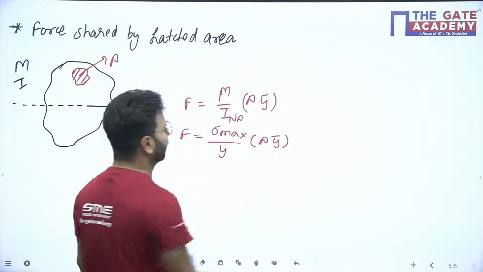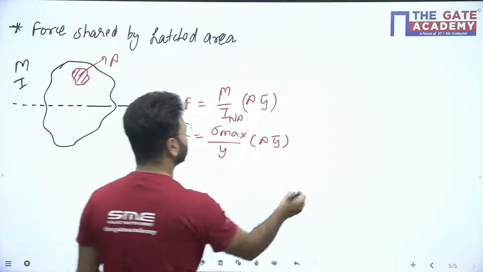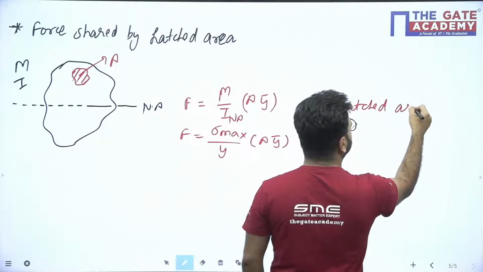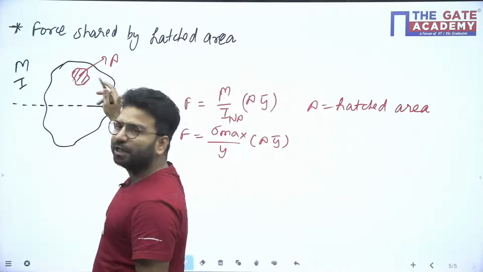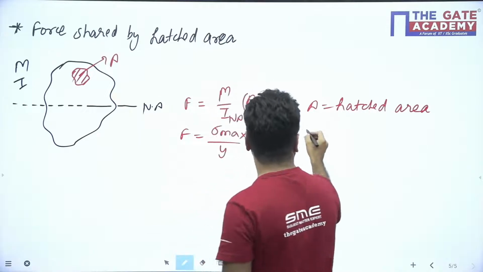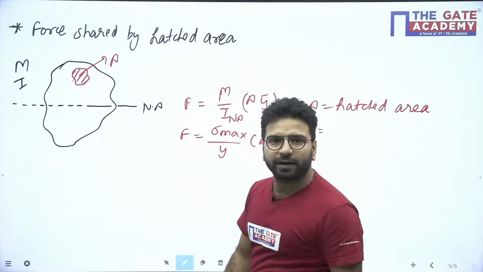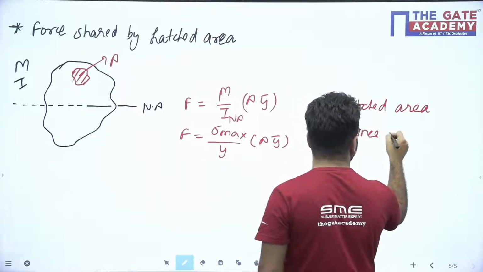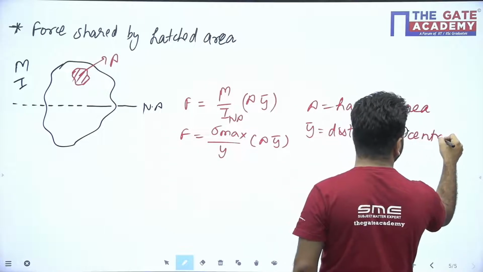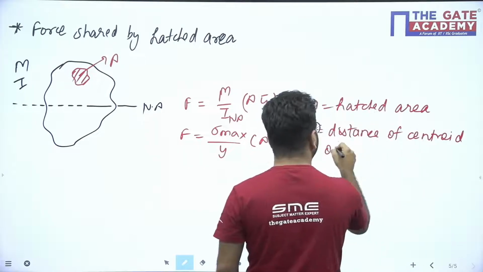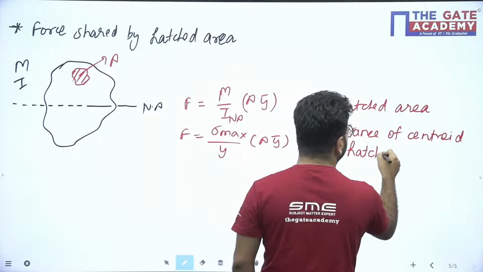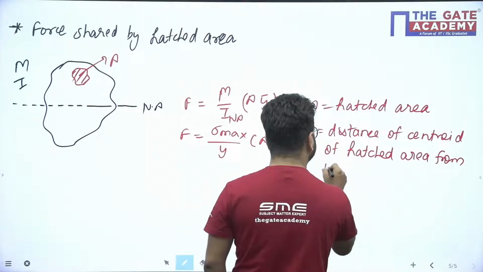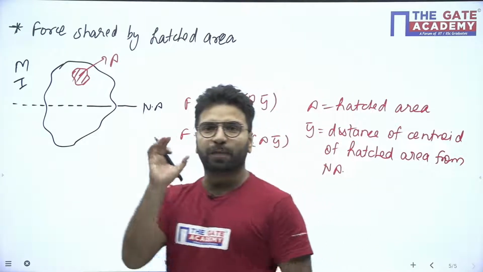And here A into Y bar. What is A here? A is the hatched area. Whatever area they have hatched, the area of that section is A. What is Y bar here? Y bar is the distance of the centroid of the hatched area from the neutral axis.